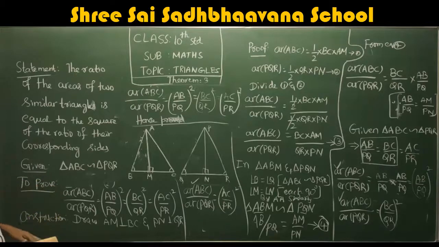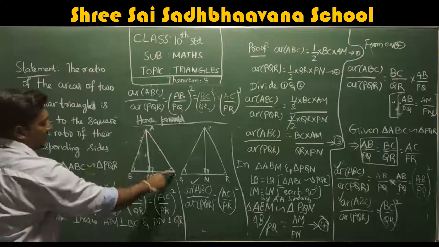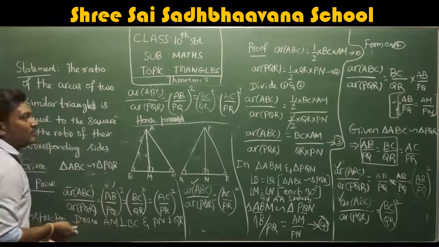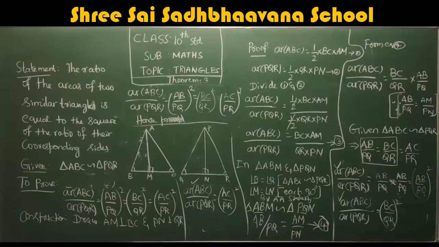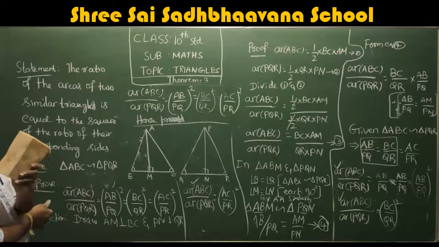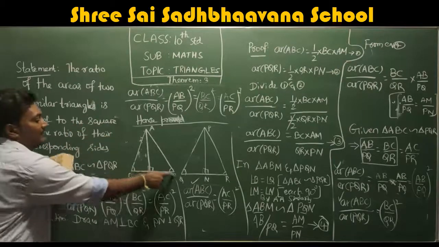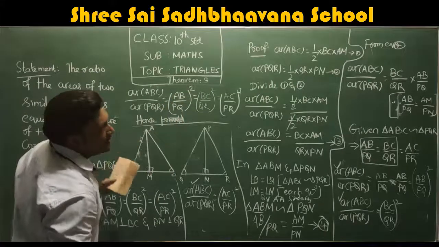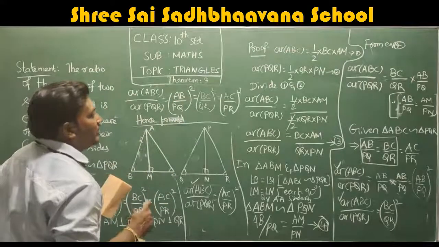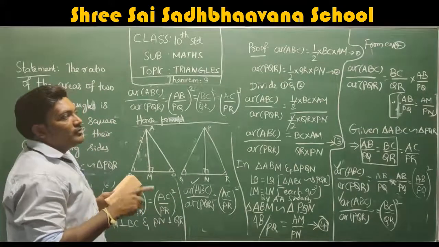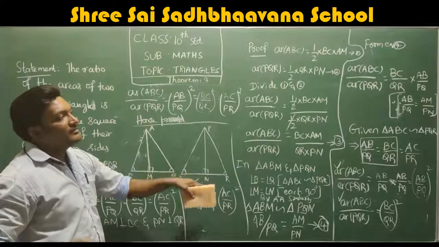Now we'll go with the construction part. We drew AM perpendicular to BC, and PN which is perpendicular to QR. Correct. After that, we do the proof. Area of triangle ABC is equal to half into BC into AM. Why? Because we know that area of a triangle is half into base into height. What is the base here? BC. Height is AM. So half BC into AM, that you take as equation 1. And area of triangle PQR is equal to half into QR into PN. Correct. So base is QR and PN is the perpendicular.